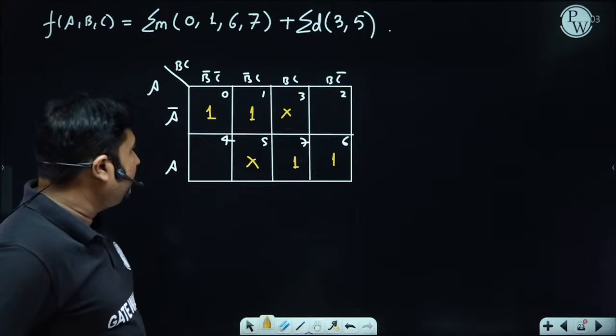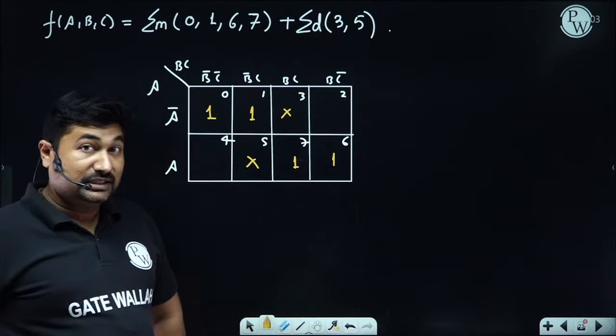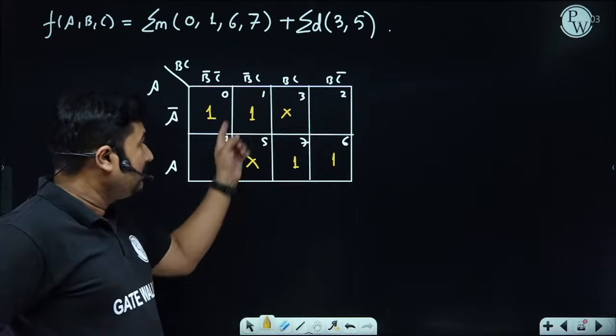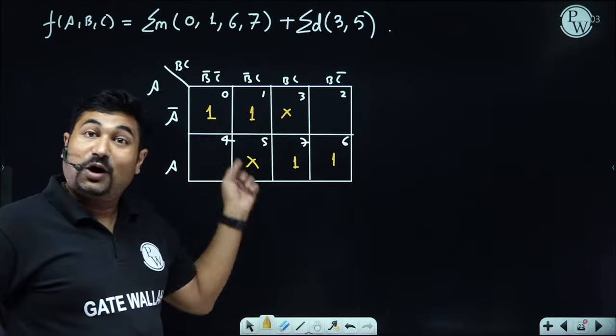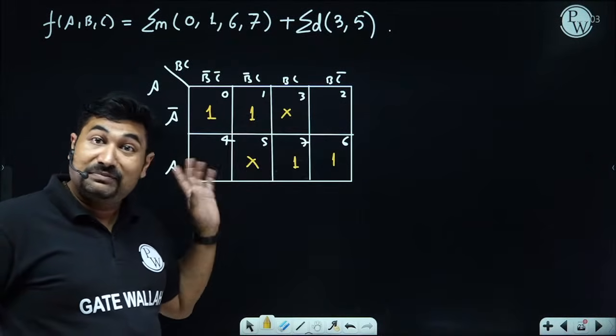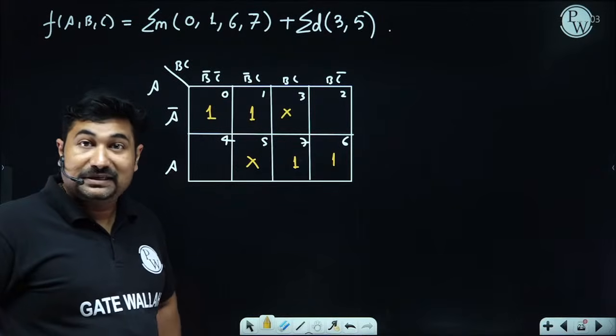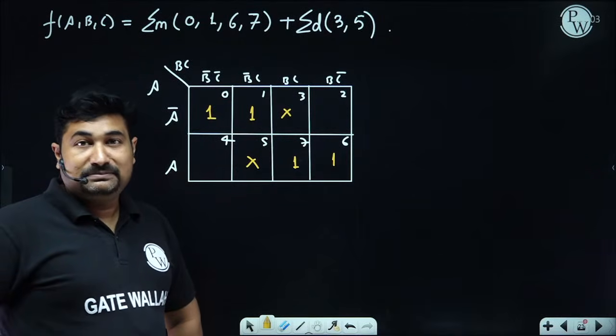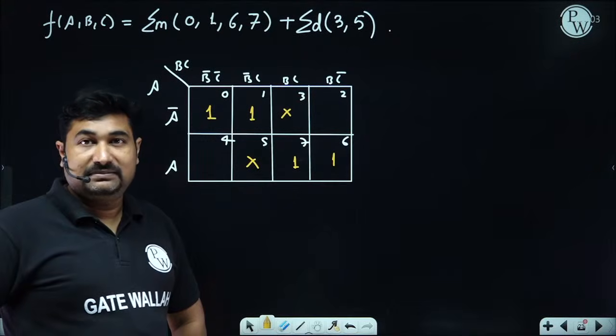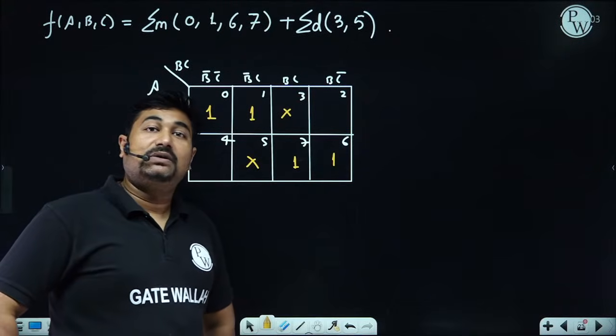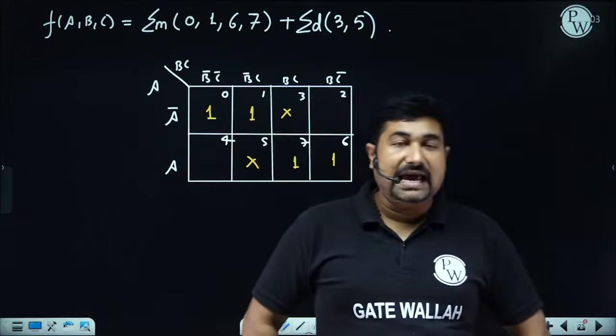Someone is saying, sir, if we consider the logic of don't care as logic level 1, we have a quad possible, which will have a higher preference than a pair. Is it okay? Yes, sir. But at the same time, I started finding out the EPIs, essential prime implicants.